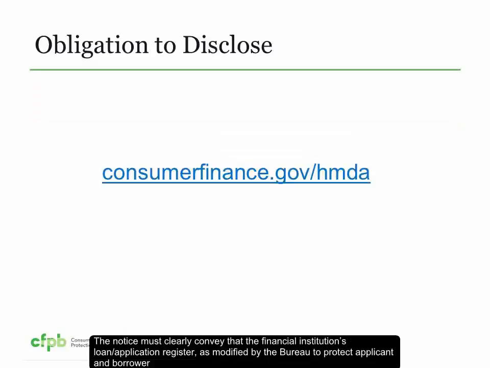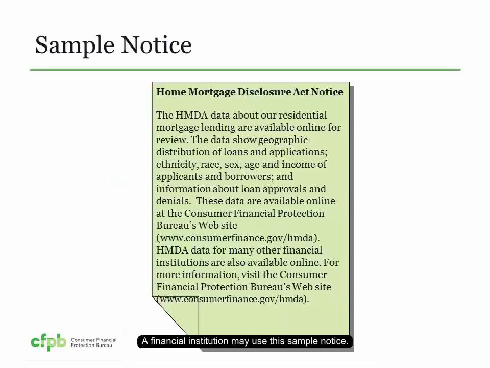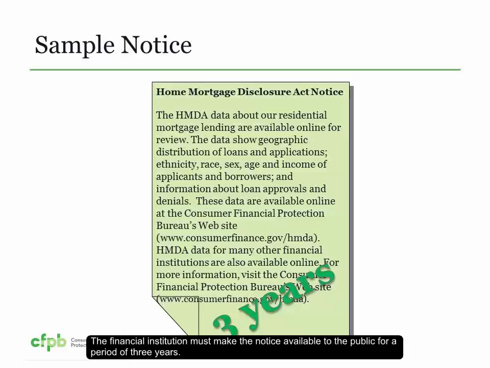The notice must clearly convey that the financial institution's loan application register, as modified by the Bureau to protect applicant and borrower privacy, may be obtained on the Bureau's HMDA webpage at www.consumerfinance.gov/HMDA. A financial institution may use this sample notice. The suggested language for the notice can be found in comment 5C-2.